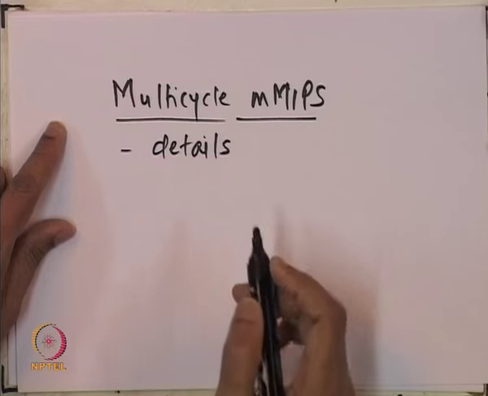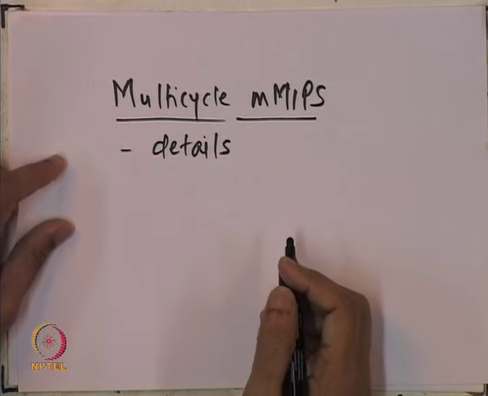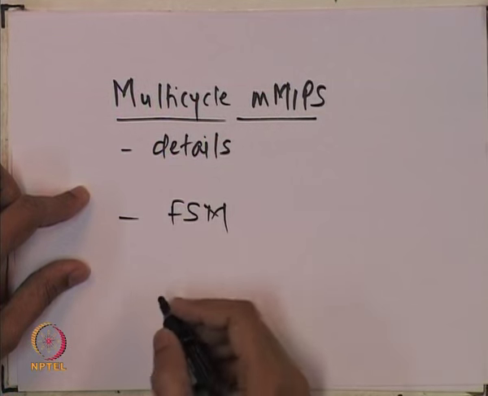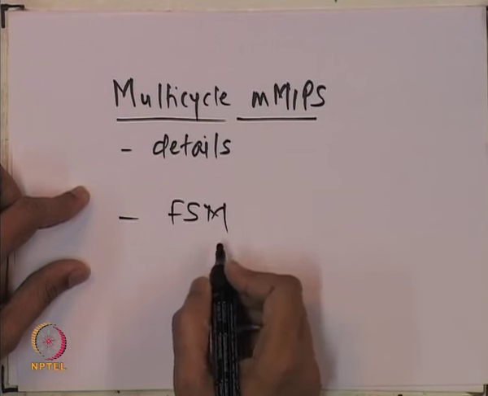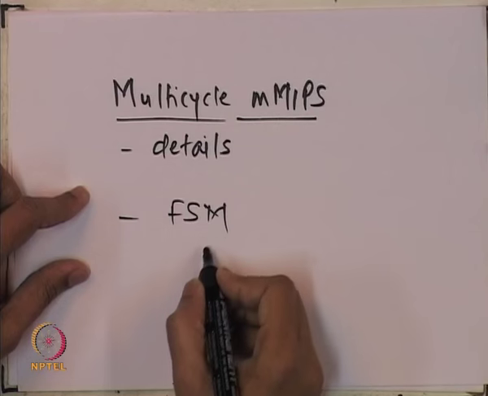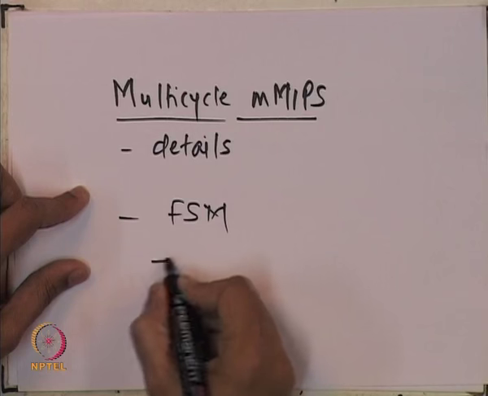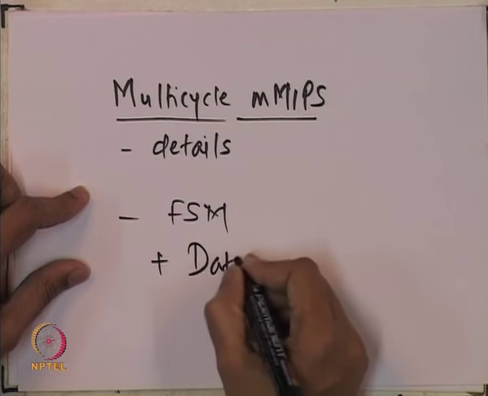So the topic is multi-cycle micro MIPS, the details. Okay. So there is an FSM whose details, not all details, but just the main details we will try to work upon, plus the details of the data path.